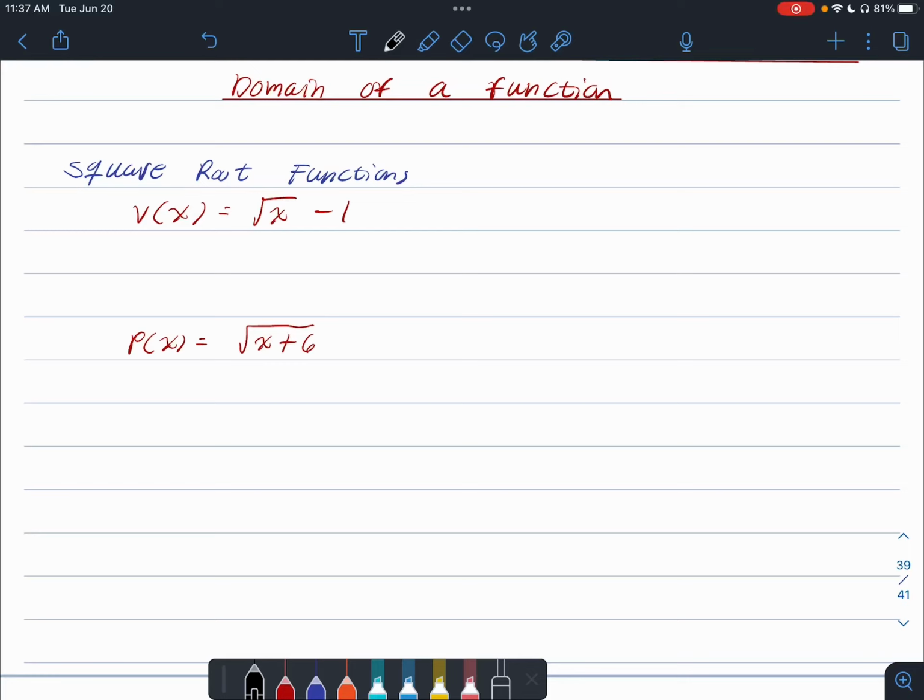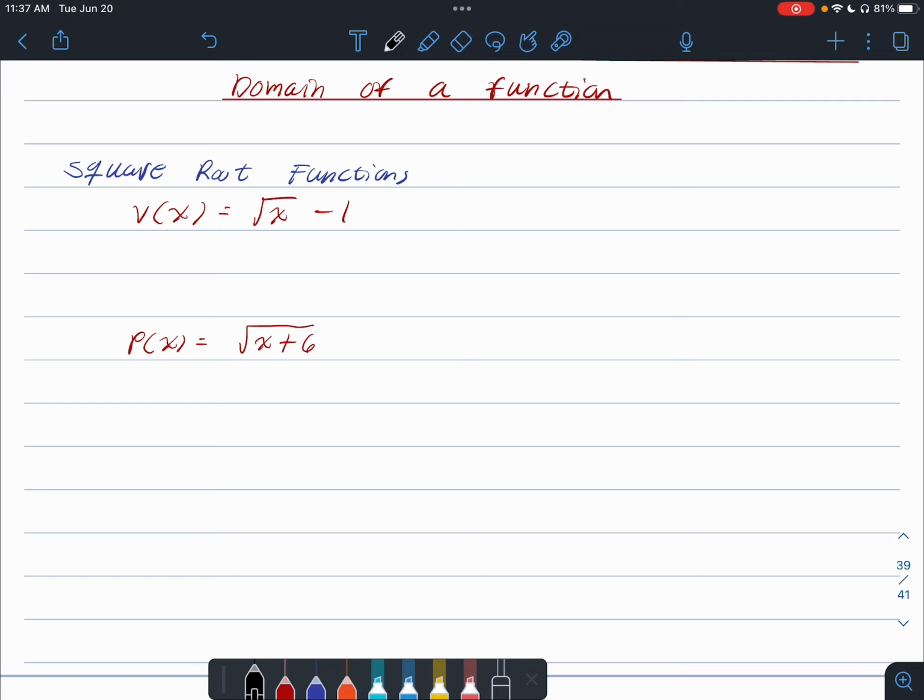In this video, I want to talk briefly about finding the domain of a function. Specifically, I want to talk about finding the domain of the square root function, and then we're going to talk a little bit about finding the domain of a rational function. Okay? So let's start by looking at the square root function.